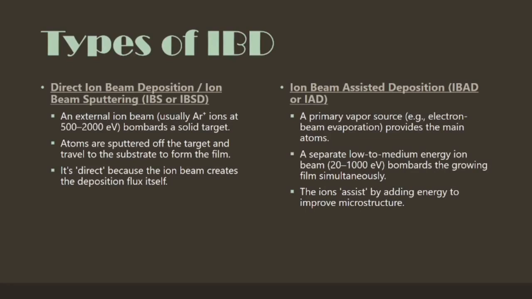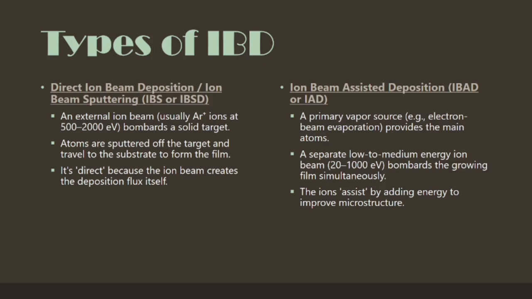Now, let's learn about the types of ion beam deposition. In ion beam deposition, there are two types: direct ion beam deposition, or ion beam sputtering, and ion beam assisted deposition. What does direct ion beam deposition mean? In this, we take an external ion beam and bombard that beam on a target. After that bombardment, the atoms are sputtered out from the target and they move towards the substrate to form the thin film. That is one method.